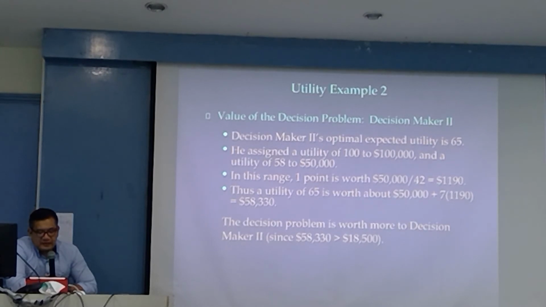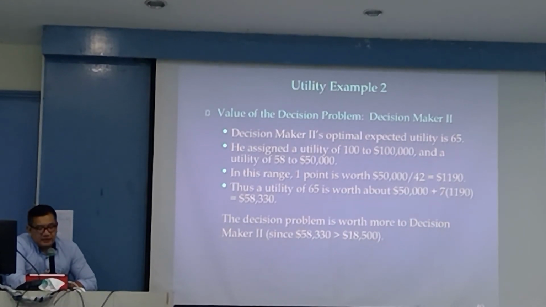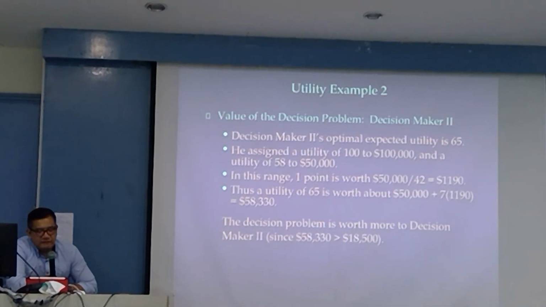So if you want to know what 65 utility value is worth in money value, we just use 50,000 plus 7 multiplied by 1,190, because 50,000 belongs to 58 utility value. So 58 plus 7 gives you 65 points, and each point is worth 1,190. So we multiply 1,190 with 7. So finally, utility value of 65 will be equal to 58,330.